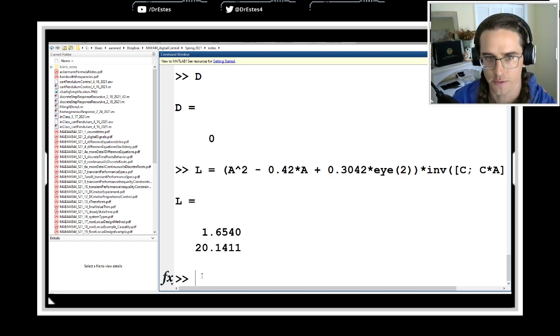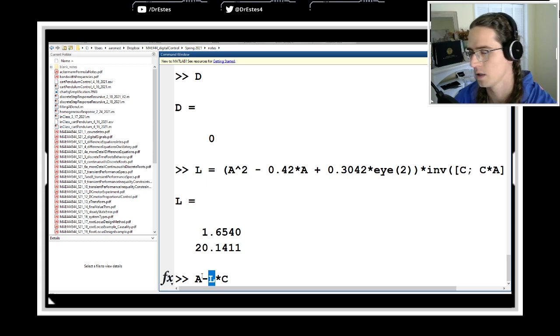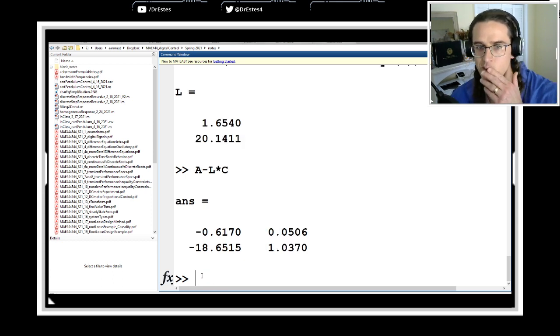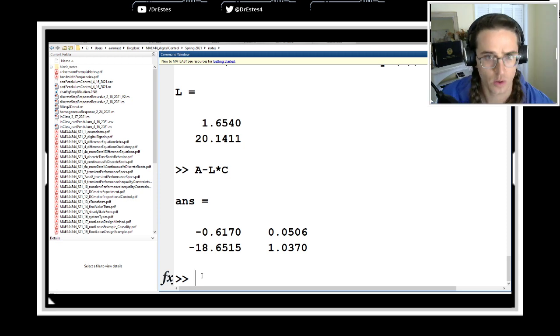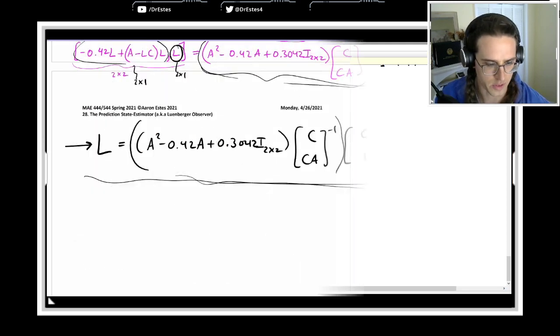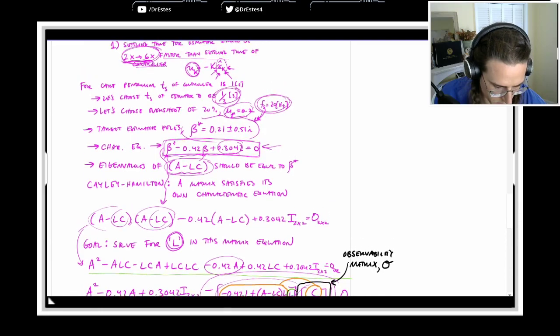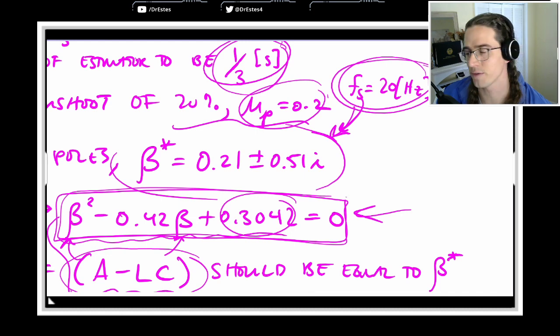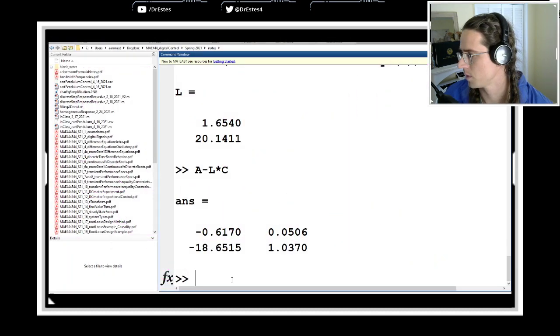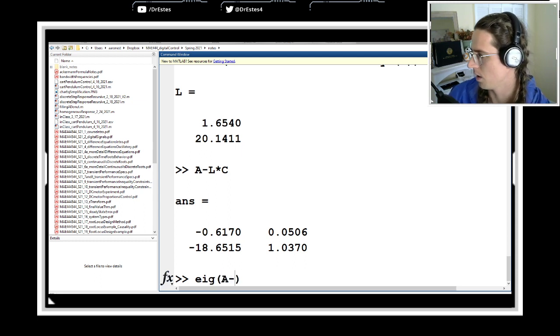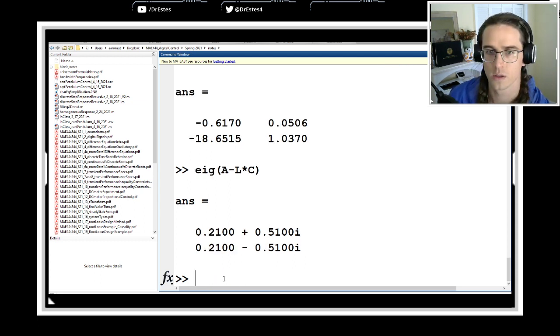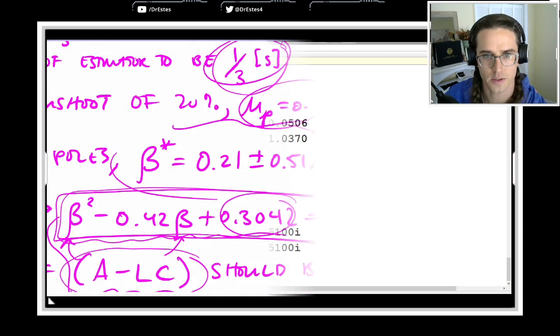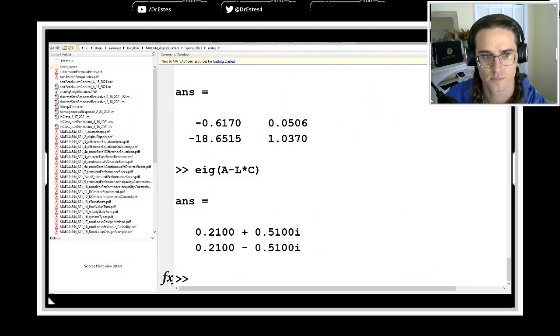Okay, if we take this matrix, A minus L times C, because now we have this L matrix, this should give us a 2x2 matrix. And the eigenvalues of this, we want them to be equal to our target estimator poles, and those were 0.21 plus or minus 0.51 i. So let's see if the eigenvalues are equal to that. Oh my goodness. They are.